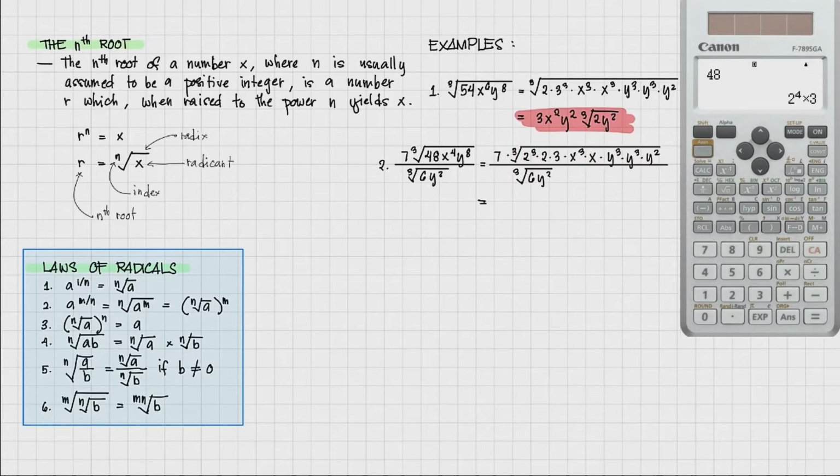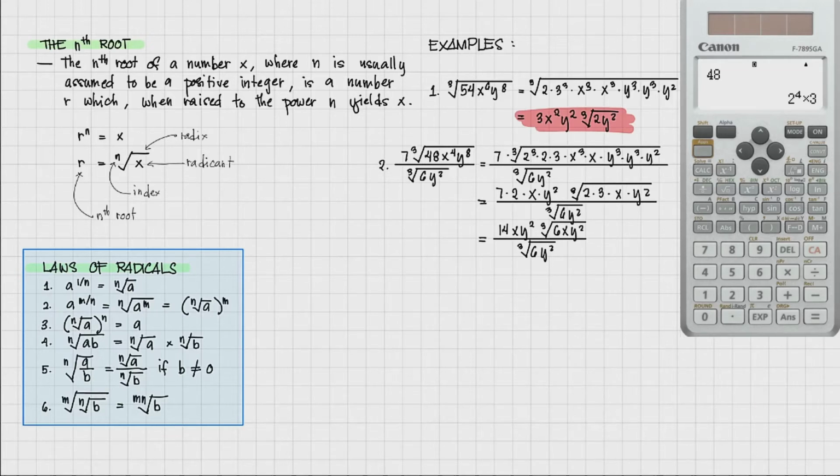So what happens is, you get 7 times 2 times x times y squared, right? And the whole thing is multiplied by the cube root of, what do we have left? 2 times 3 times x times y squared. And then for the denominator, you'd still have the cube root of 6 times y squared. So let's simplify this further. 7 times 2, you get 14, right? Then you have x here, multiply that by y squared. Then multiply by the cube root of 2 times 3, which is 6 times x times y squared. And then divide the whole thing by the cube root of 6 times y squared.